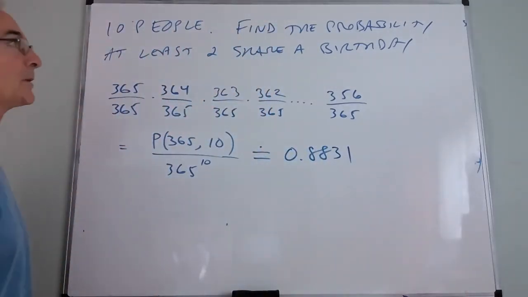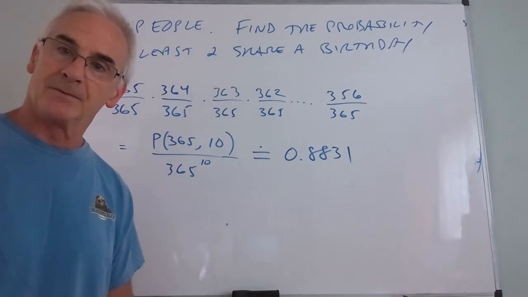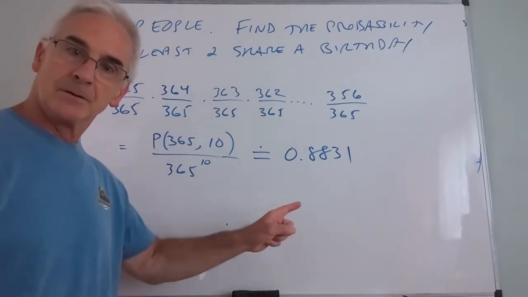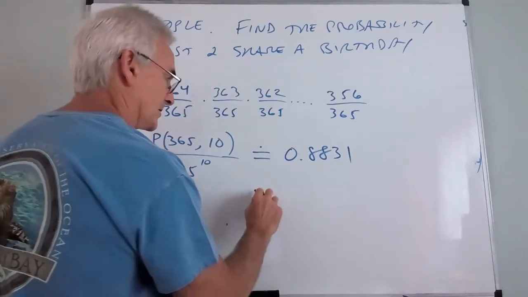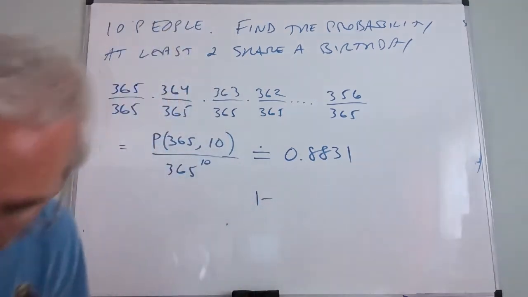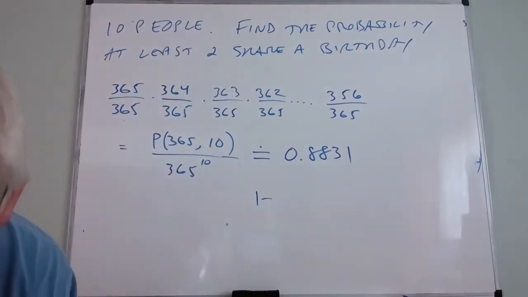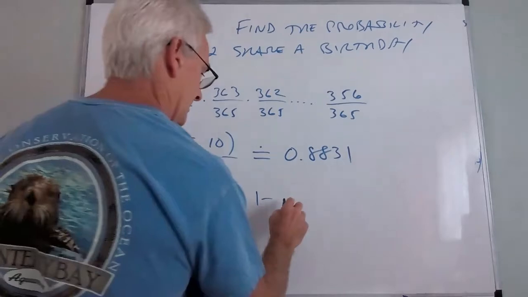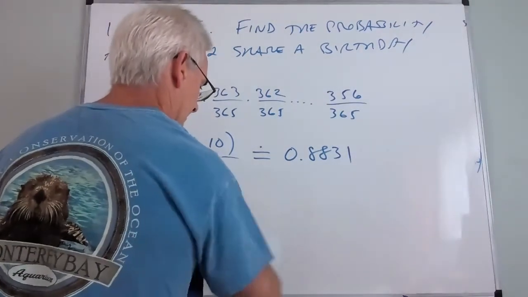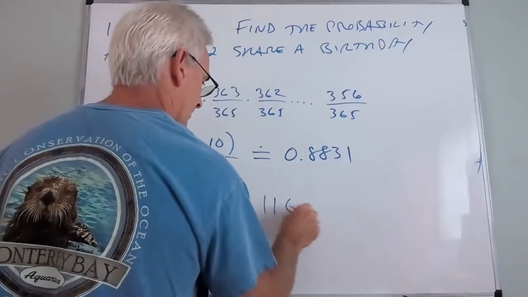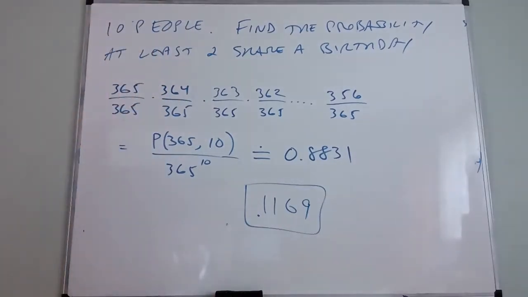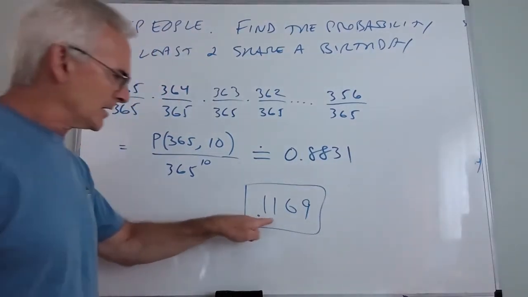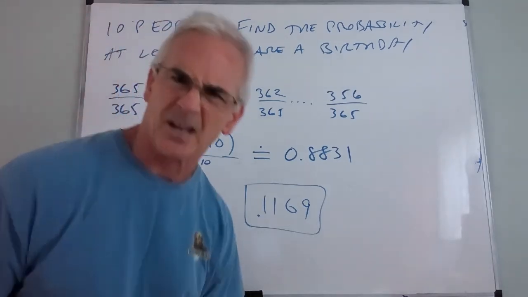So what's the probability that at least 2 have the same birthday? What would I do with that? My answer is 1 minus this. So the answer to the question, approximately 0.1169. The probability, if I have 10 people in a room, that at least 2 share the same birthday, I'd say, that's actually kind of big.